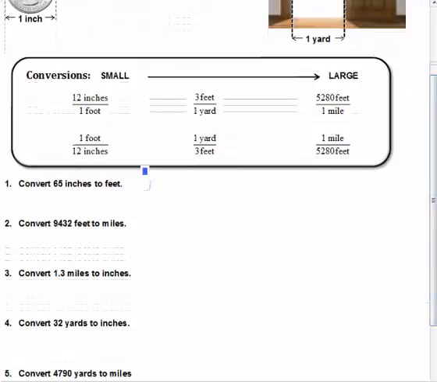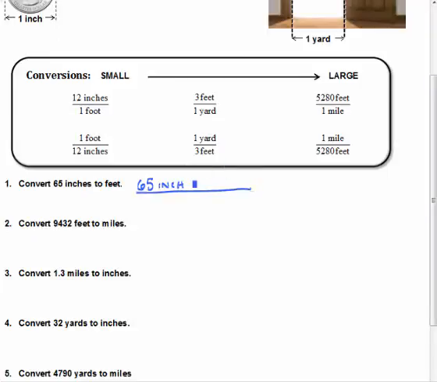So in this case, let's start by trying this first one. They want us to convert 65 inches to feet. Now, some of you may just be able to look at that and determine that you need to divide, but I'm going to try to do everything in terms of a dimensional analysis, or what's called factor labeling. So I'll start by writing 65 inches. And then I'm going to draw a line about that long.